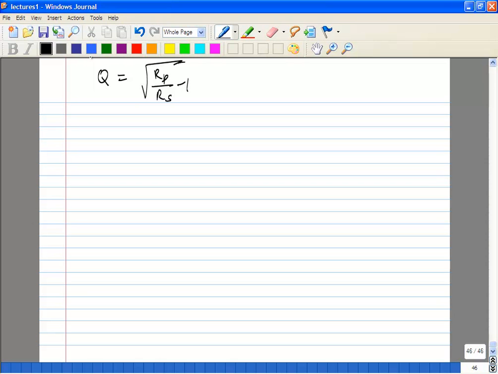You want to independently control Q, because you may have requirements on how narrow band you want your match to be. So the main problem here is how many degrees of freedom you have. You have 2 degrees of freedom, L and C, but how many things do you want to set? You want to set RP over RS, you want to set omega naught, and you want to set Q. So that's an obvious problem.